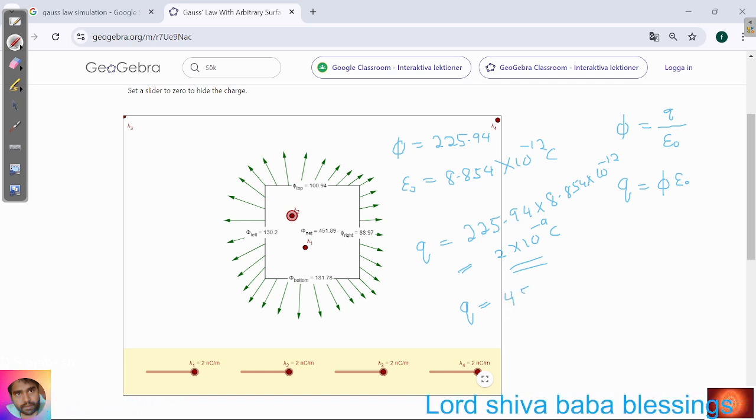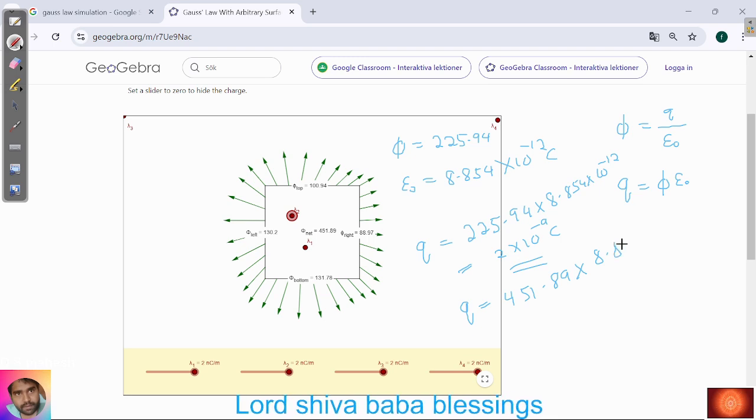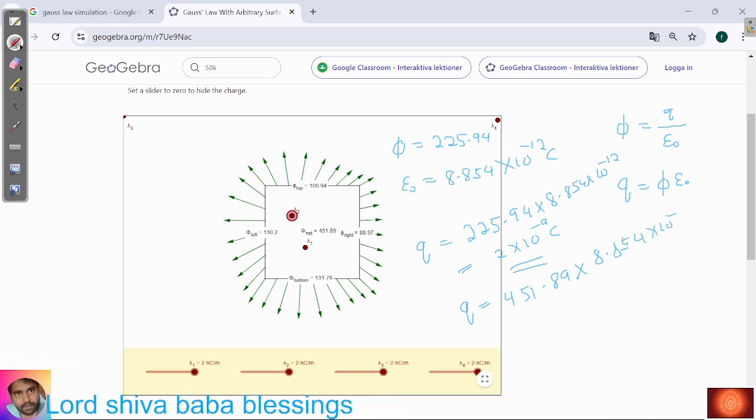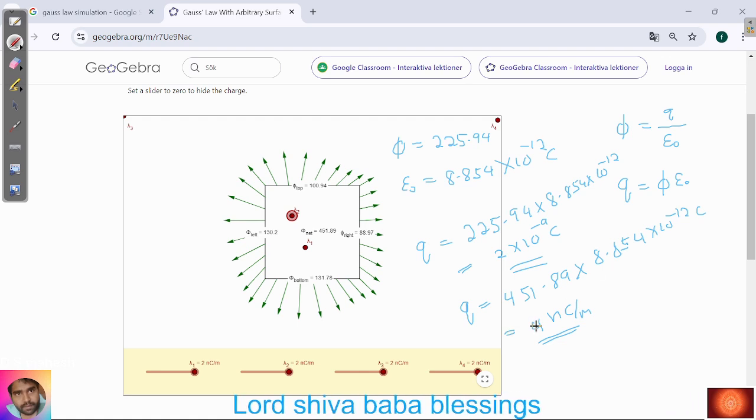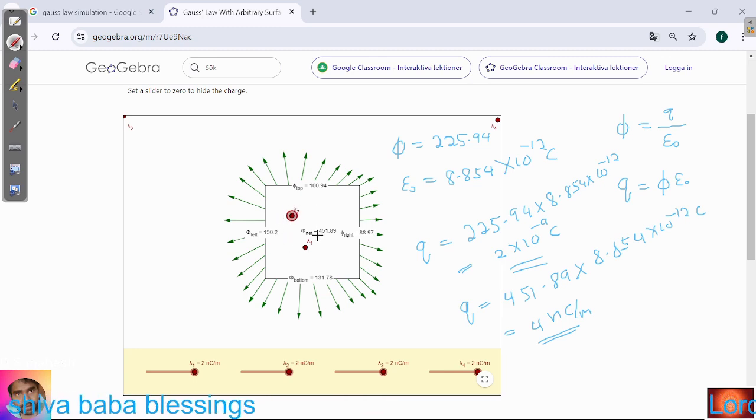So it is 451.89 into 8.854 into 10 to the power of minus 12. So that would be equal to 4 nanocoulombs. When you multiply this, we'll be getting 4 nanocoulomb. So the charge present within this Gaussian surface is 4 nanocoulomb.